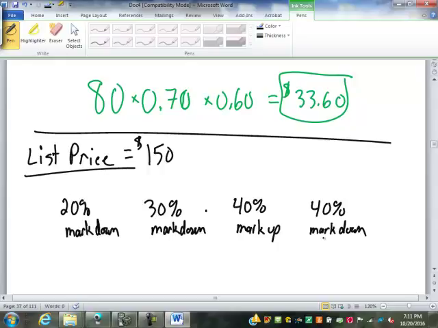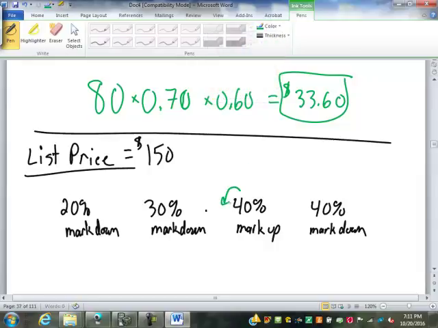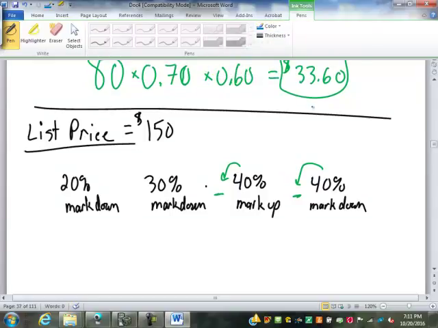No. Because each of them is based off of whatever the price was right before it. And the price here is not the same as the price here. So those markdowns or markup and markdowns do not cancel out. But what we can do to make this simpler is use that rate method.